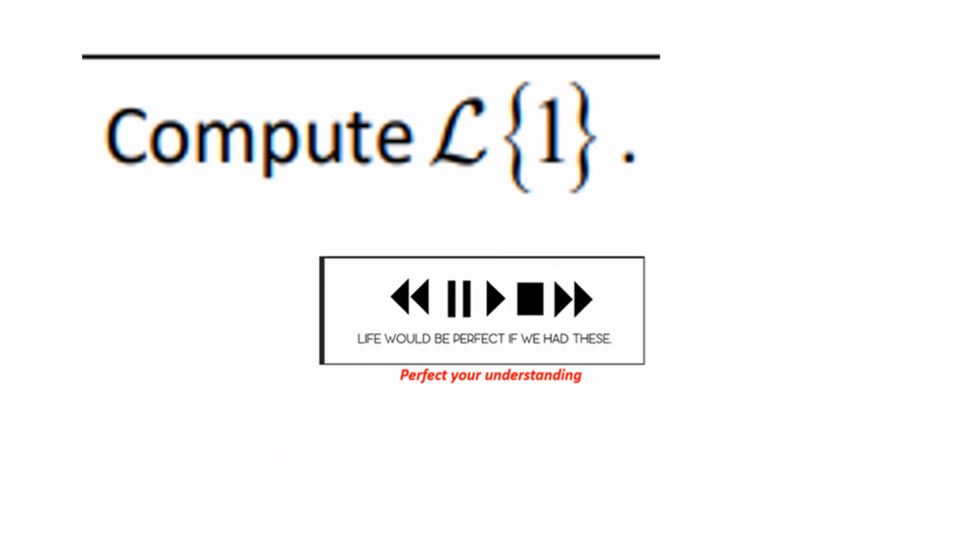Let's do another one. Compute the Laplace transform of 1. You know what to do. Let's see how you did.